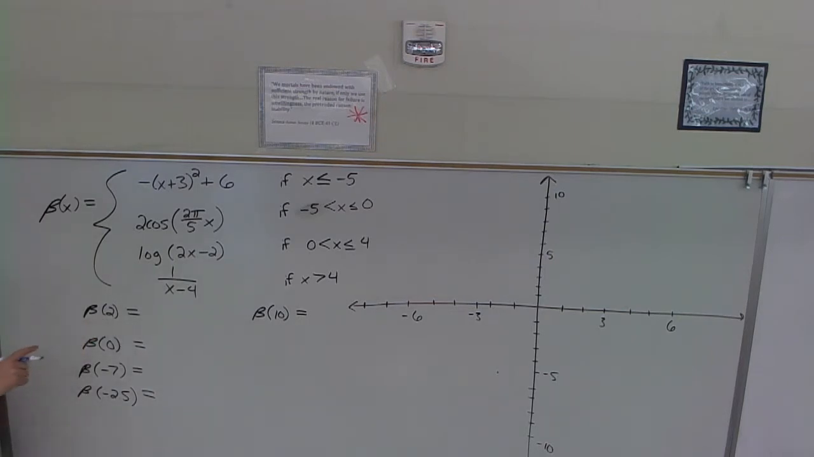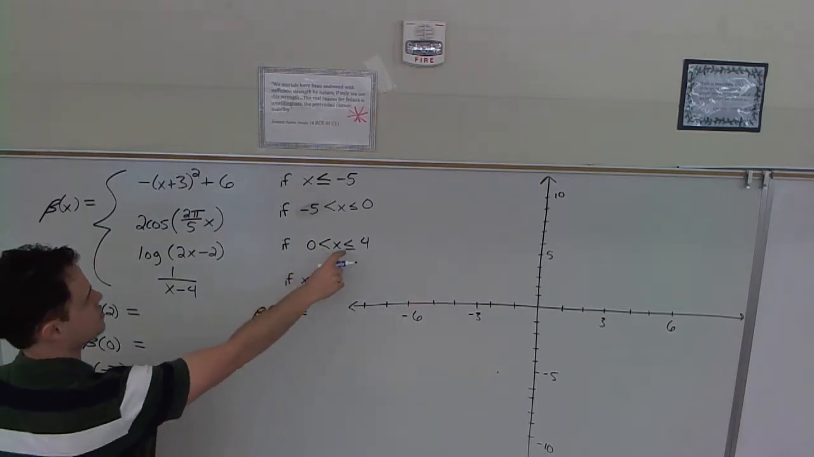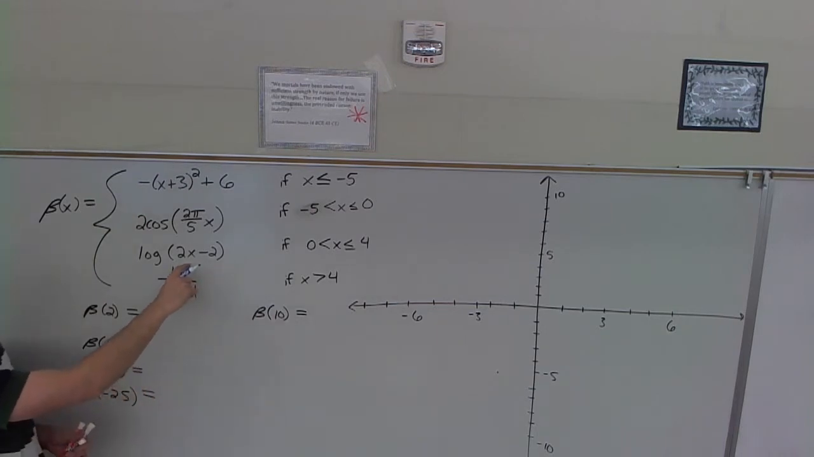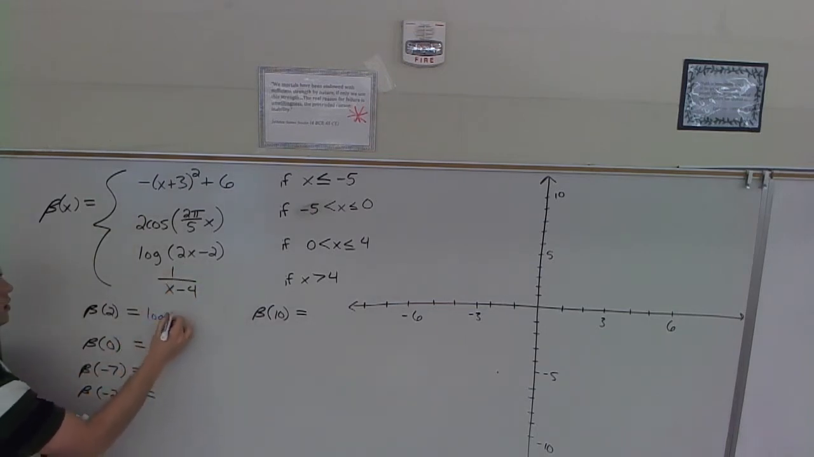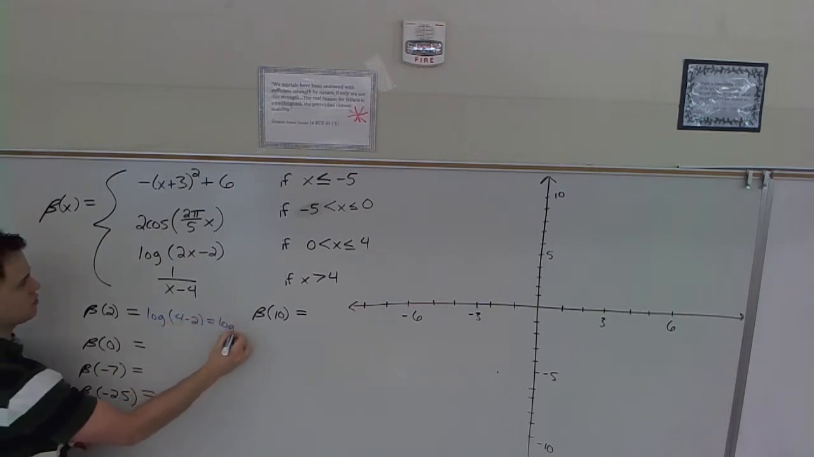So first we're plugging in 2. What do you guys think? Which piece of the piecewise function should we be looking at if it says put 2 in? Yeah, second to last. This one, logarithm. So we're going to go log of, what, 4 minus 2 is the log of 2.